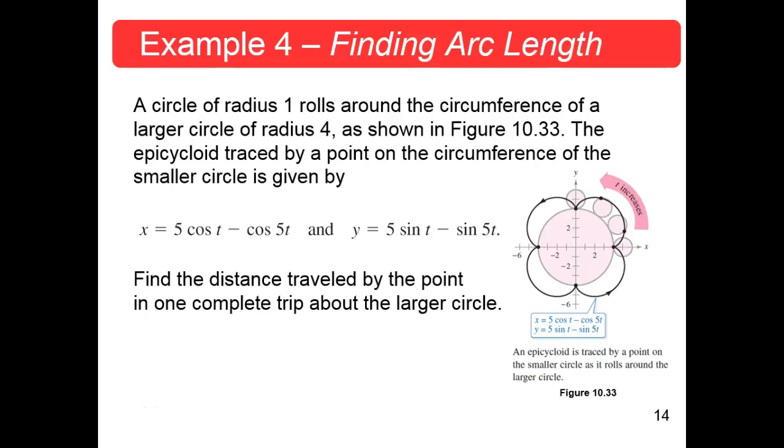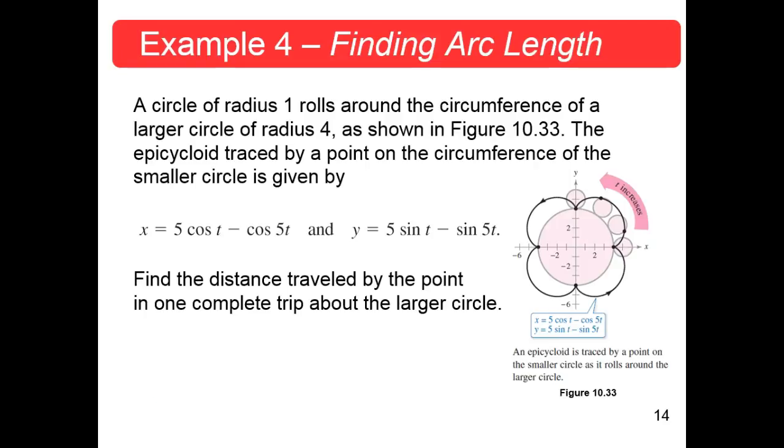A circle of radius 1 rolls around the circumference of a larger circle of radius 4, as shown. So here's a circle of radius 1, diameter 2. And this is a radius of 4, diameter 8. So this circle, beginning at this point right here, here's what it traces. It rolls around the circle, goes up like this, comes in like that, goes out and in. I'm sorry, it's going counterclockwise. So it's going here to there, to there, to there.